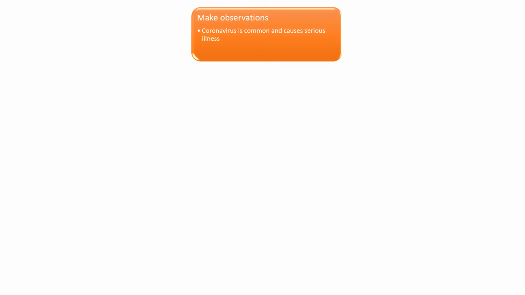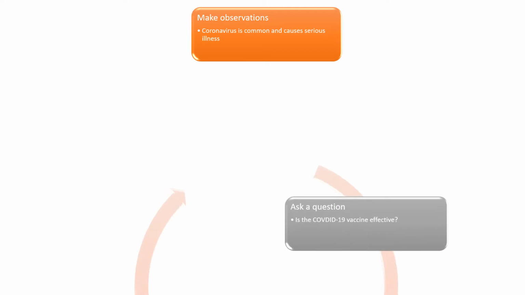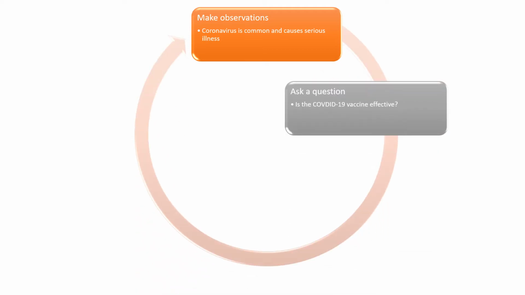Say, for instance, we noticed that nowadays coronavirus is common and it causes serious illnesses. And we know for a fact that vaccines are often cost-effective ways to prevent such illnesses. Now, after you have made your observations, you have to ask yourself a question. Is the COVID-19 vaccine effective?